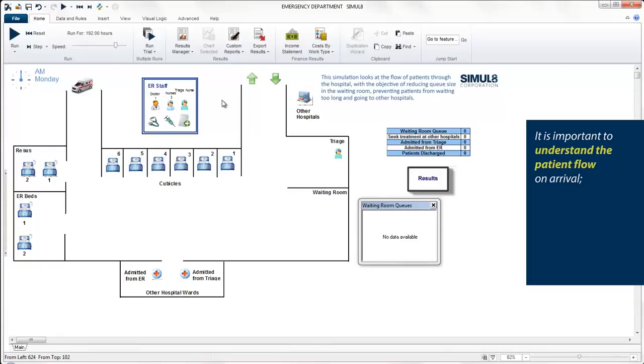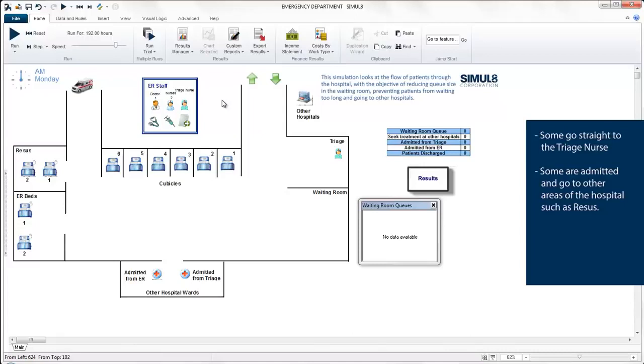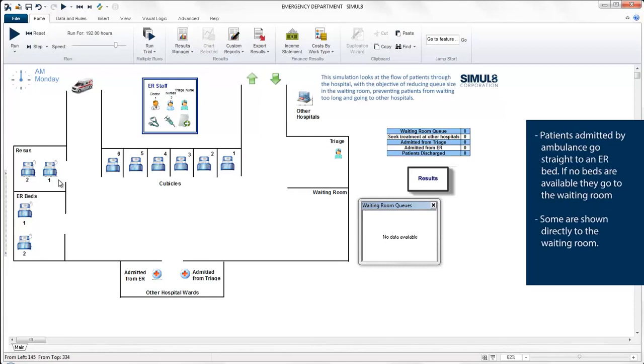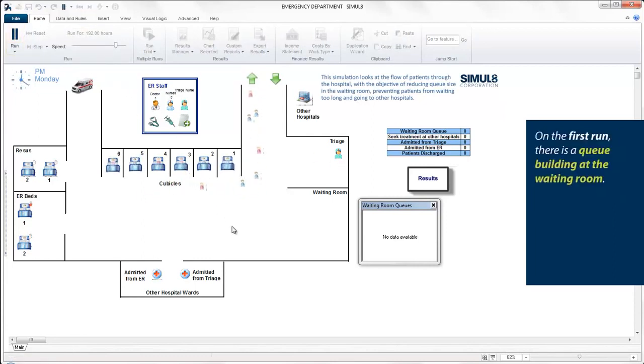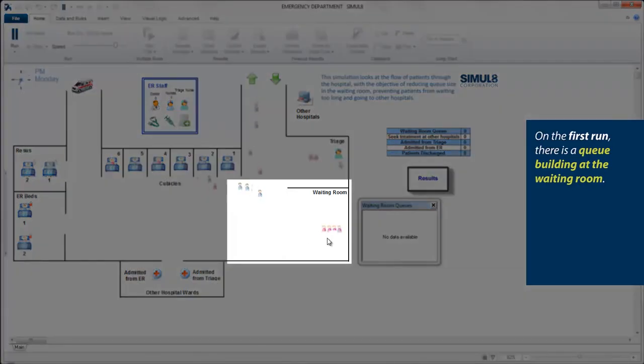It's important to understand the patient flow on arrival. Some patients arrive and go straight to a triage nurse. Some are admitted and go to other areas of the hospital, such as resus. Patients admitted by ambulance go straight to an ER bed, and if no beds are available, they go to the waiting room. Some are shown directly to the waiting room. By running the model, you will see the size of the queue at the waiting room begin to build.